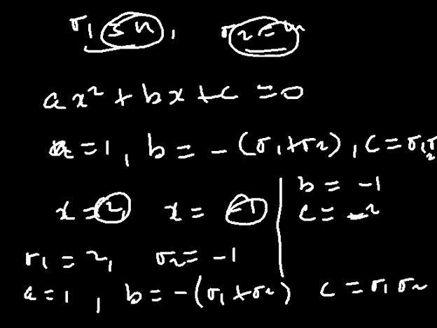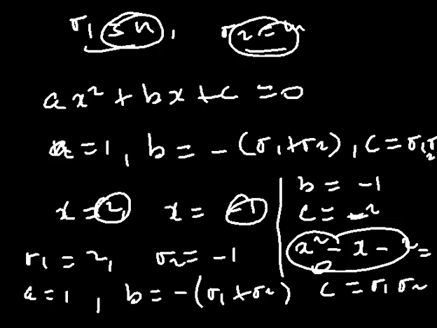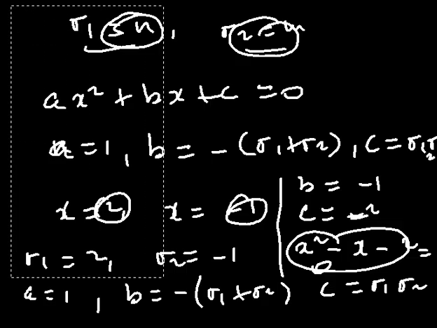Then we just have to simply substitute into this. That will be given as x squared, and b is negative 1, that is negative x, and c is negative 2, is equal to 0. Now this is the quadratic equation given those roots.